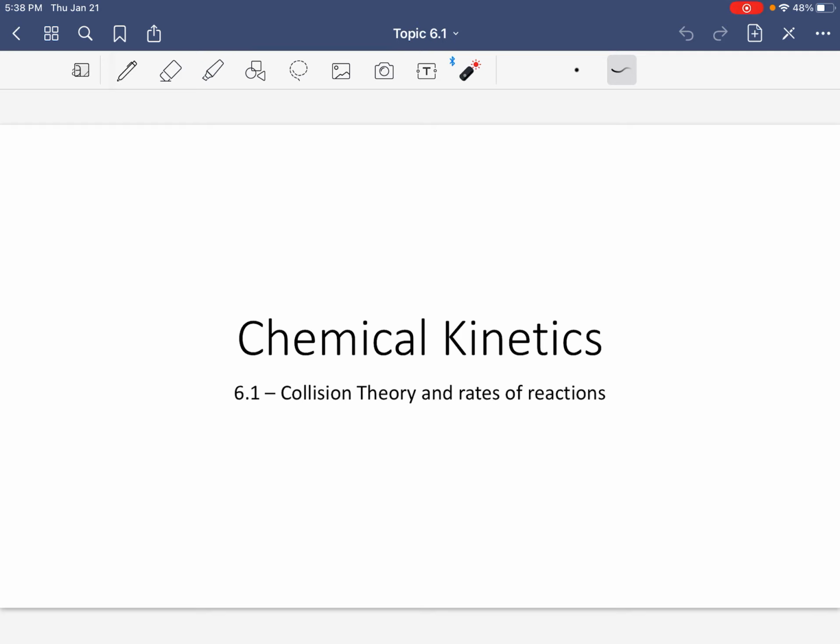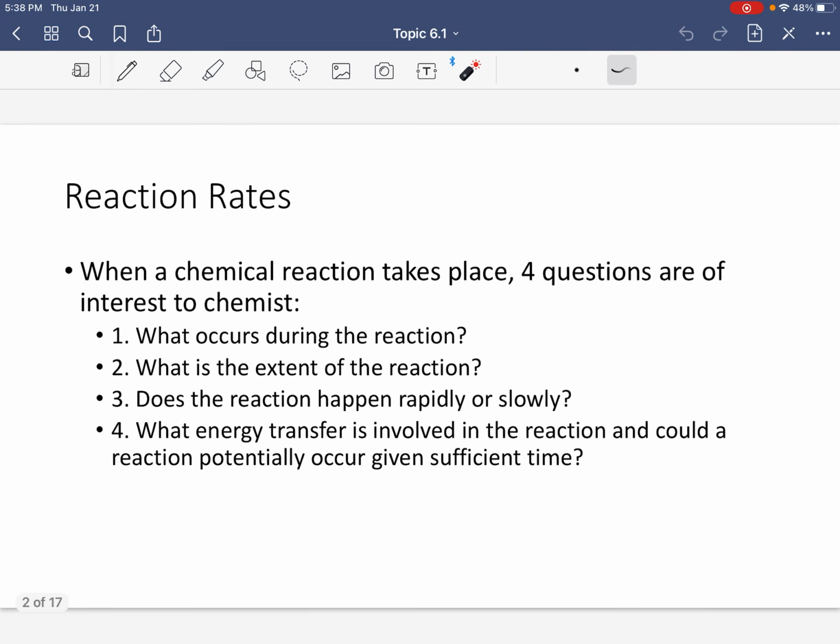So not only is this important, it's also very useful, especially when it comes to designing experiments. So let's take a look at reaction rates. When a chemical reaction takes place, so whatever chemical reaction it may be, we've looked at many chemical reactions.